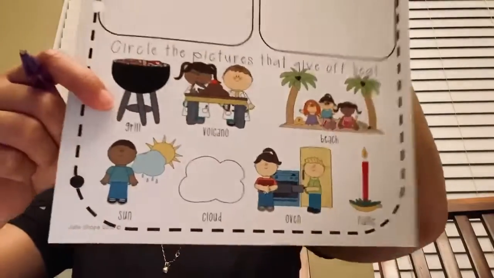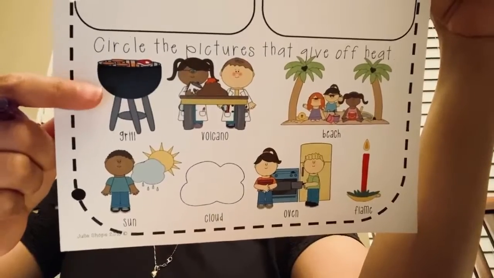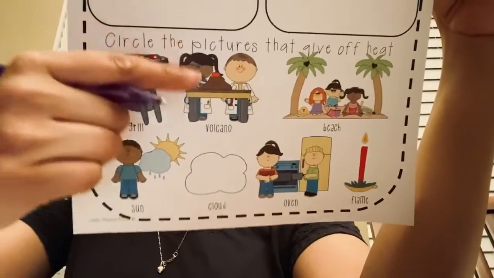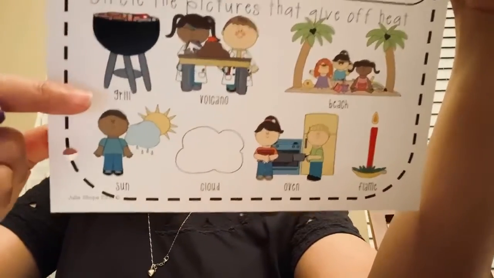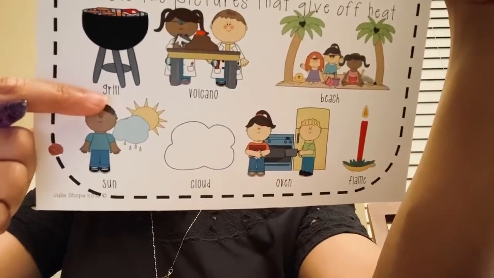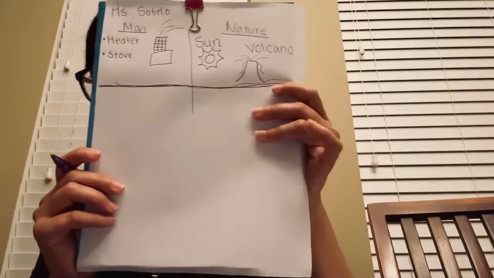So for this next part, we're going to either circle or write down the words of the pictures that give off heat. So the first picture that we have is a grill. So if a grill gives off heat, go ahead and circle the picture. If you don't have this paper, then go ahead and write the word grill right on this bottom part of your paper, if you think it creates heat.